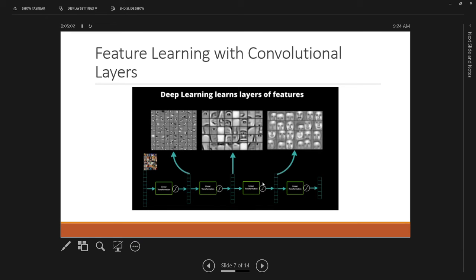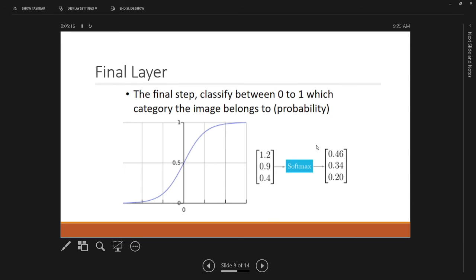So this is just more examples to make you understand further. Here again, we're learning the features, right? We start with the lines, then we go through noses and eyes, and then faces. So this is how the convolutional network works. And then the final layer, which I told you is the classification layer, is usually a softmax function, and it ranges from 0 to 1.